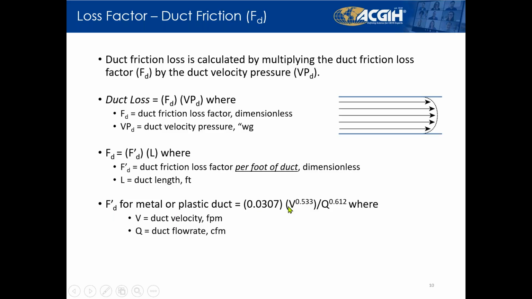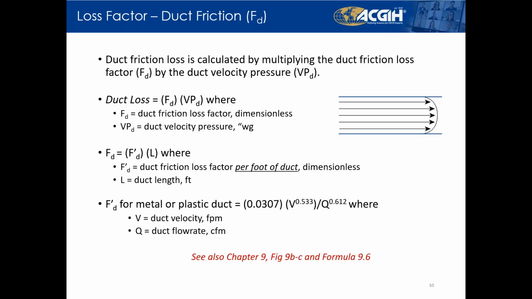0.0307 times our velocity raised to the 0.533 power divided by our flow rate raised to the 0.612 power, where our velocity is always our duct velocity in feet per minute, and Q is our flow rate, also in cubic feet per minute. Now, I'll note that when we talk about plastic duct here, we're talking about hard plastic duct, not flexible. So when we say plastic duct, we're talking about fiberglass or PVC ducting.